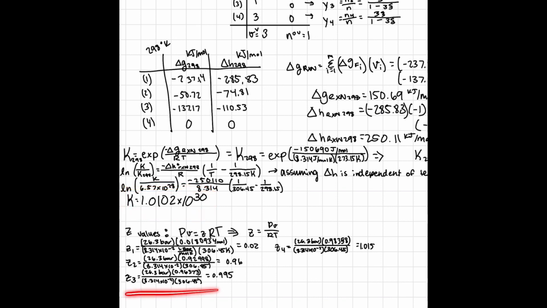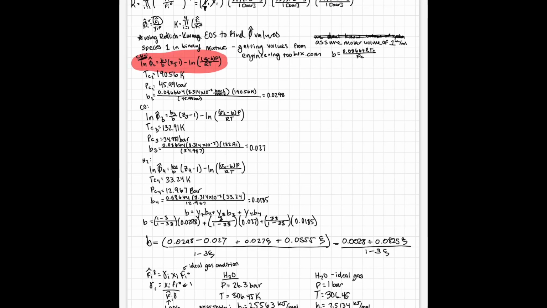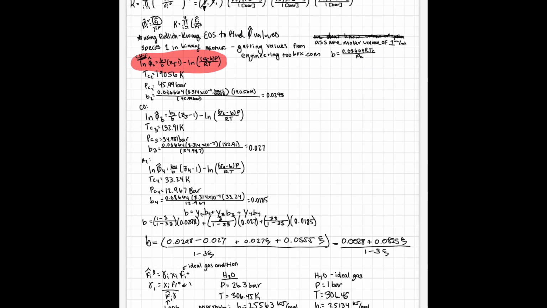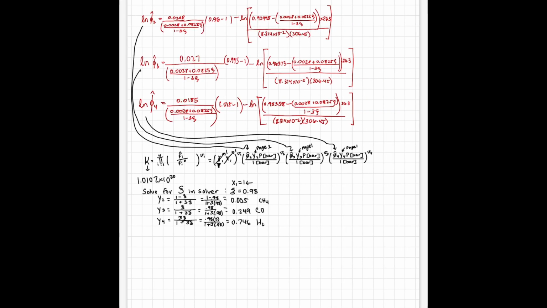We then found our Z values, the compressibility factors, which we were able to use in our Redlich-Kwong EOS so that we could find the viscosity coefficients for all of our gas phases, and we ended up finding those, as well as our overall B, which helped us in the end find these values right here. And so using that, we also were able to find the activity coefficient of the H2O, which ended up just being 1.